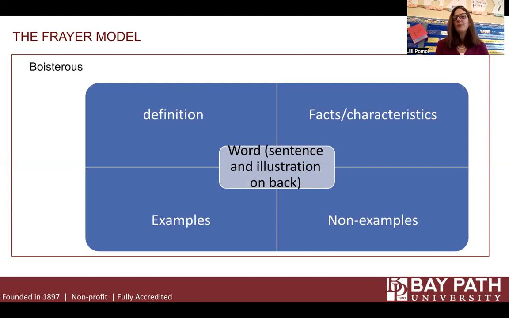And of course, you can see we could put a sentence and an illustration on the back. And this would be a way for my students to fully be studying that word boisterous, which I would consider a tier 2 word because they have a more common word that they can attach to it. And I think that's a word that I might see across grades and content areas.